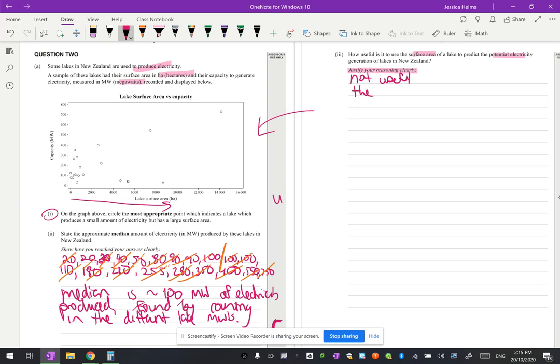The relationship is weak. There isn't really a relationship. That's not how you spell it. The relationship is not strong, and there doesn't really seem to be a trend.